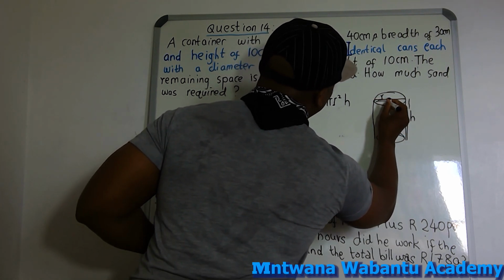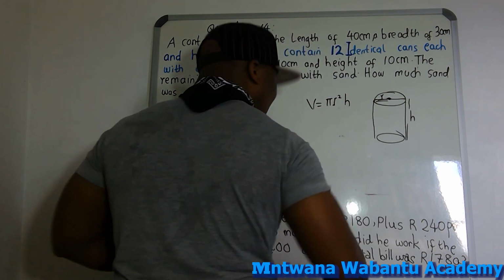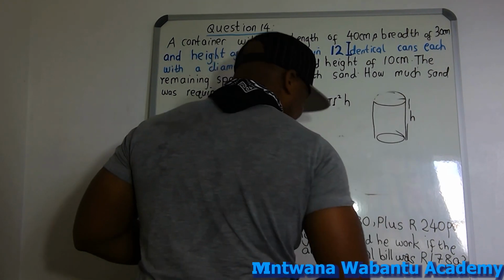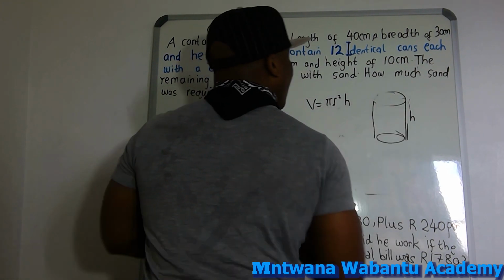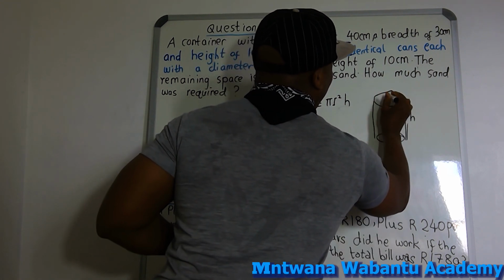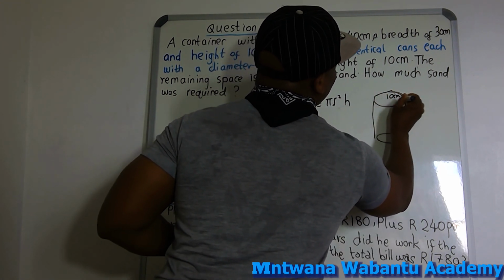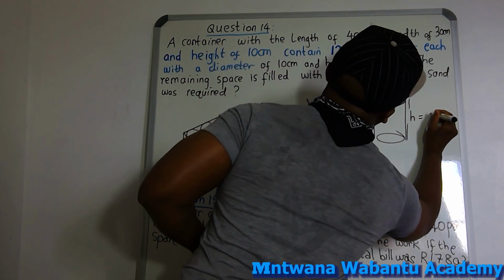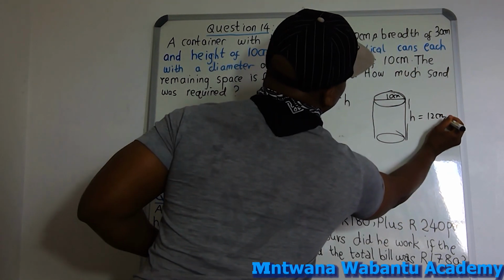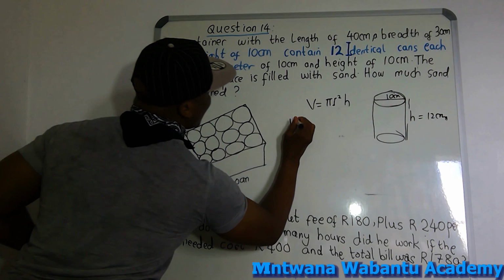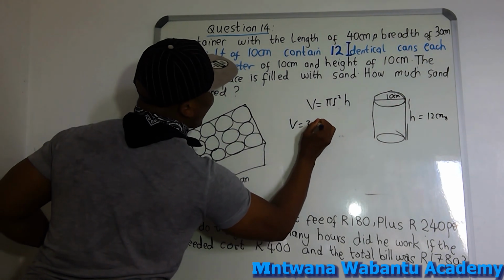For example, let's assume our radius equals 10 centimeters, and the height, let's say, equals 12 centimeters. Let's say find the volume. It's easy. So we're going to say volume equals pi, pi 3.142.